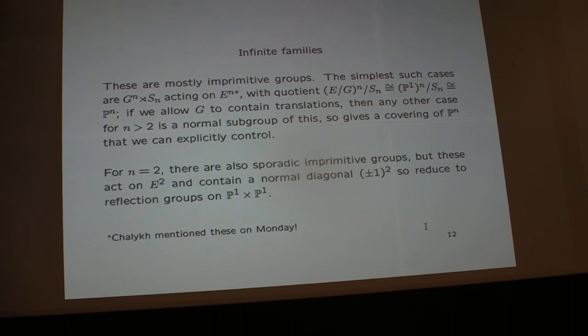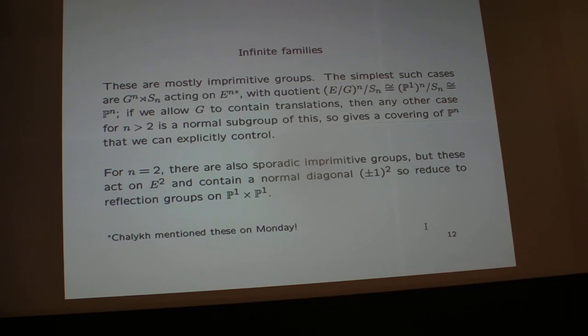Okay. So the infinite families, well, there's two sets of infinite families. One of them is the symmetric group, which we'll see is basically trivial. The other one is these imprimitive groups, the complex cases of which were the focus of Talek's talk. Which is basically, the simplest cases are you just have a group acting on an elliptic curve, and you take the wreath product with Sn.